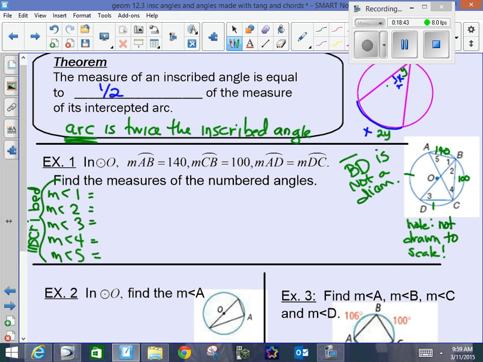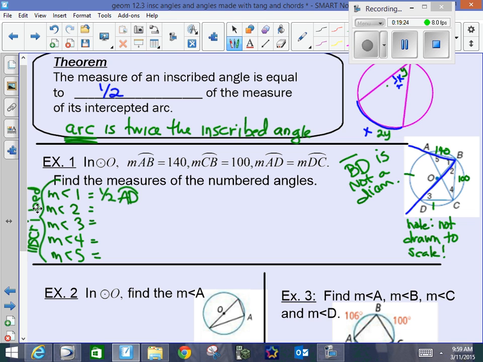So here's what you need to remember, that they are half of the intercepted arc. All right, so I'm going to actually draw the arc, and I'm going to leave the M out of the measure of the intercepted arc just so you can be clear about what arc you're talking about. Okay, angle 1. What is its intercepted arc? AD. Does everybody see that? It's very important for you to see that. Remember, if you look at angle 1, AD is where it cuts it, AD is in between.